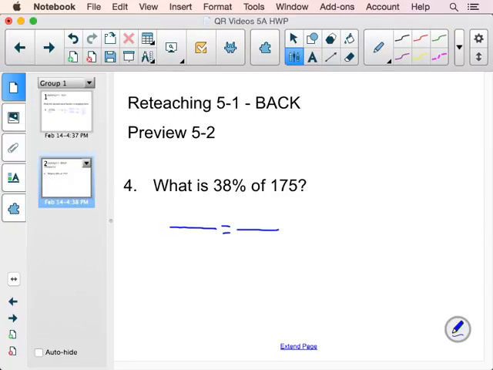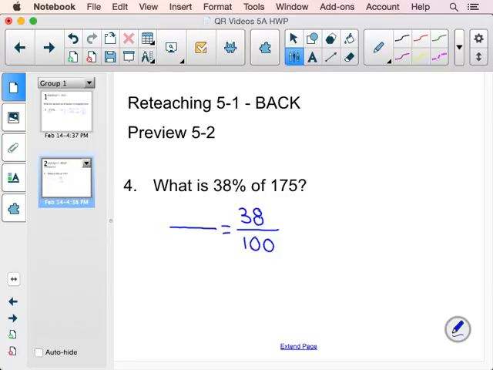So if you look at 38%, even though it's a percent, we can rewrite that as a fraction, and percent always means out of 100. So 38% is the same as saying 38 out of 100. So that's going to be one of our fractions. In the other fraction, we know we have to use the 175. So you have to think, is that the part or the whole?